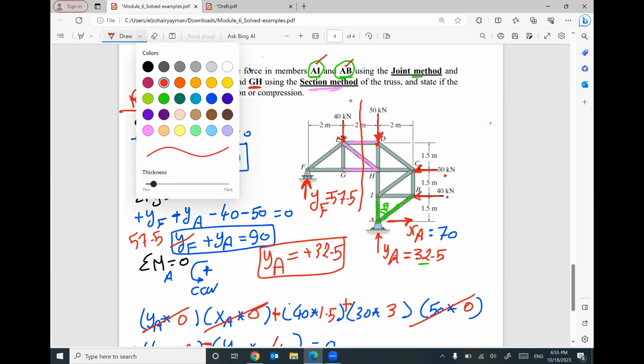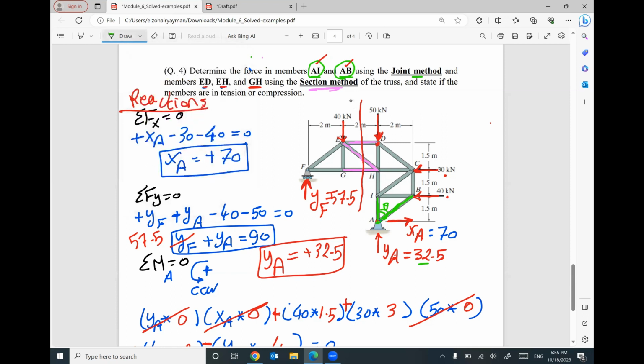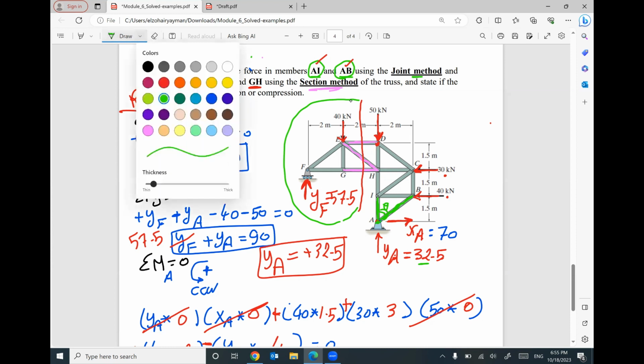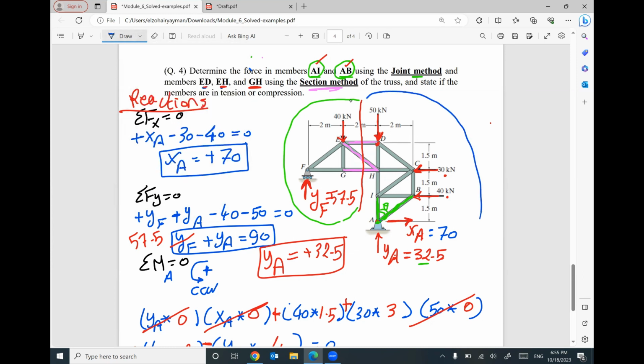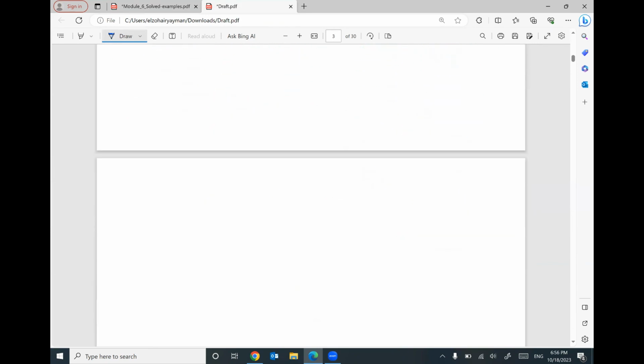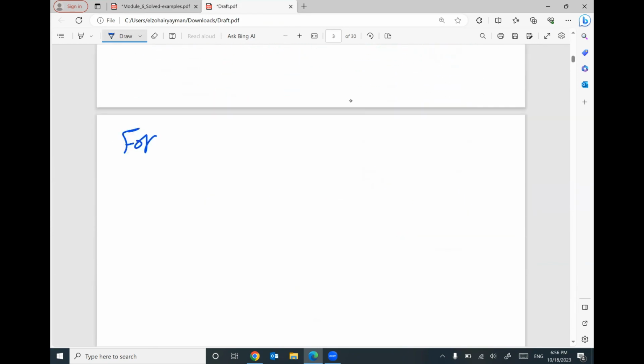Keep in your mind that this section divides your truss into two parts. This part, and we have another part. It's up to you. You can use the right part or you can use the left part. For me, I'm going to use the left part, which is the smallest part, to make it easier. So let's focus on the left part. I will start here with the section method.